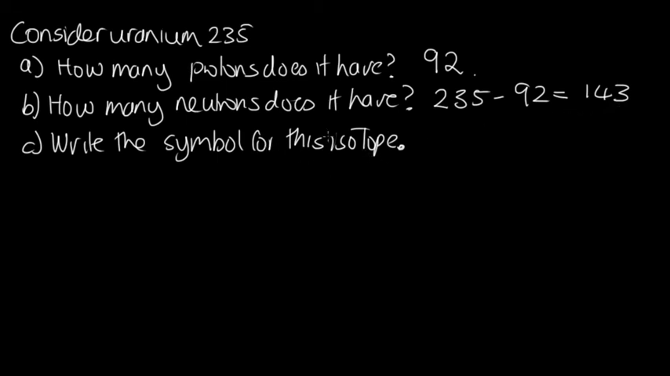So to write the symbol, we look up the symbol for uranium. It has the letter U. We put the atomic number down here, which is 92, and we put the mass number up here, which is 235. So that is our symbol for uranium-235.